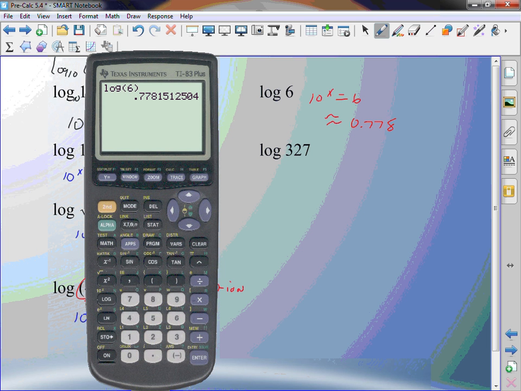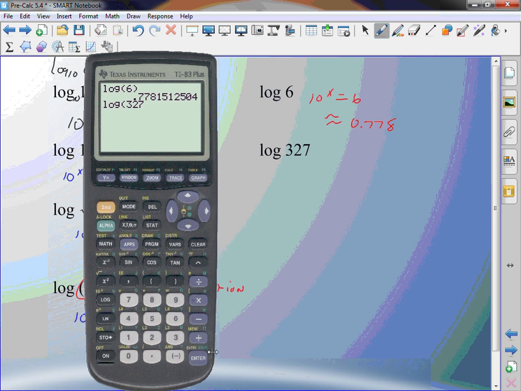Yeah, that's what we're trying to do. And this one I'm just going to take log of 327. It is about 2.515. Questions on basic logs right now?